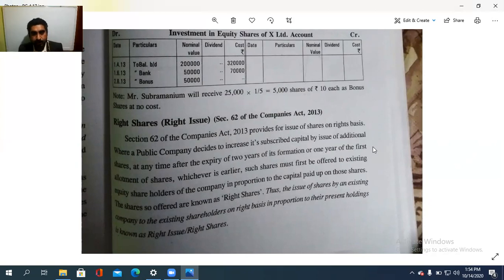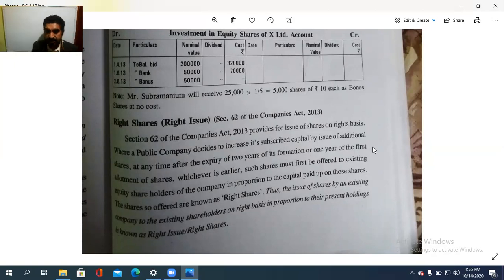Okay. After the expiry of 2 years of formation, registration അല്ലെ, formation ചെയ്തതിന് ശേഷം 2 വർഷത്തിനുള്ളിൽ or 1 year of the first allotment. ഏതാണോ ആദ്യം വരുന്നത്? So, after the expiry of 2 years of its formation or 1 year of the first allotment of shares, whichever is earlier, such shares must be first offered to the existing equity shareholders of the company in proportion to the capital paid up on those shares. അവര് ഇൻവെസ്റ്റ് ചെയ്തിരിക്കുന്ന ക്യാപിറ്റലിന്റെ പ്രൊപ്പോർഷൻ അനുസരിച്ച് നിലവിലുള്ള ഇക്വിറ്റി ഷെയർഹോൾഡേഴ്സിന് അഡീഷണൽ ഇഷ്യൂ നടത്തുന്നു. അതാണ് റൈറ്റ് ഇഷ്യൂ എന്ന് പറയുന്നത്.